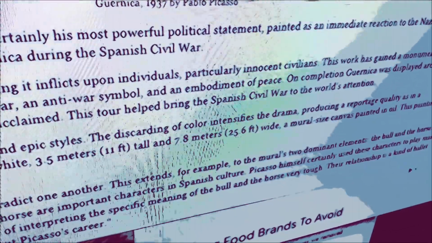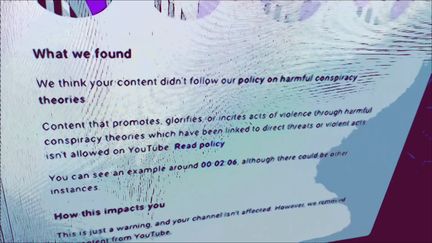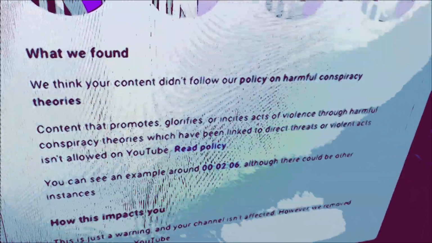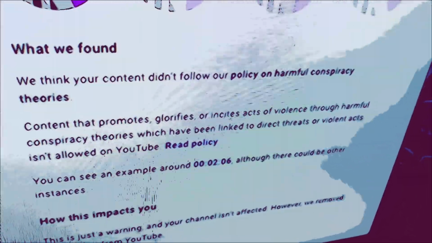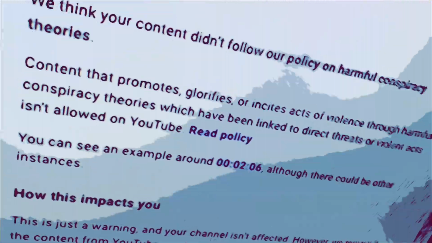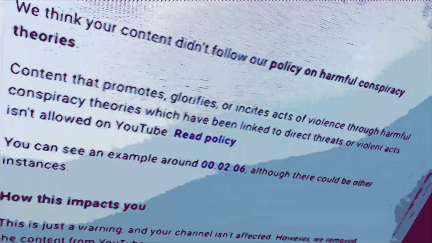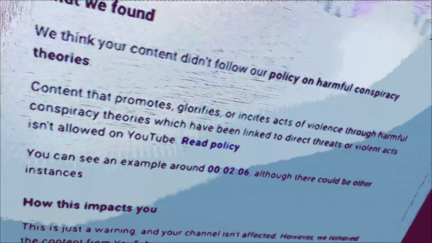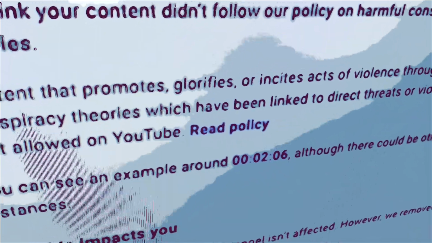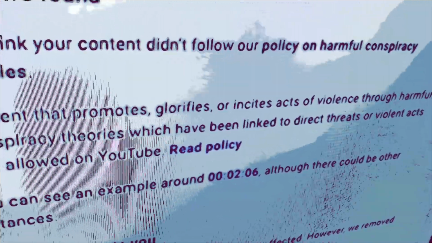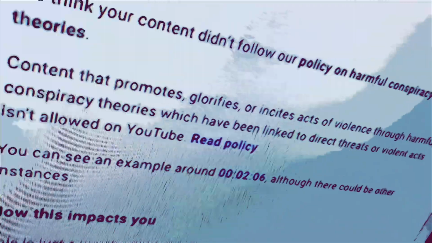All right, so let's see if we can get back to where we were. So, content that promotes, glorifies, or incites acts of violence through harmful conspiracies which have been linked to direct threats or violent acts isn't allowed on YouTube, right? And that's what we're addressing. We're addressing the fact that this piece that was removed, in fact, does the opposite. But if you look on YouTube, you'll find a lot of very alt-right stuff, right? That does promote all of these conspiracy theories and repeat these conspiracy theories, and that's not being removed.